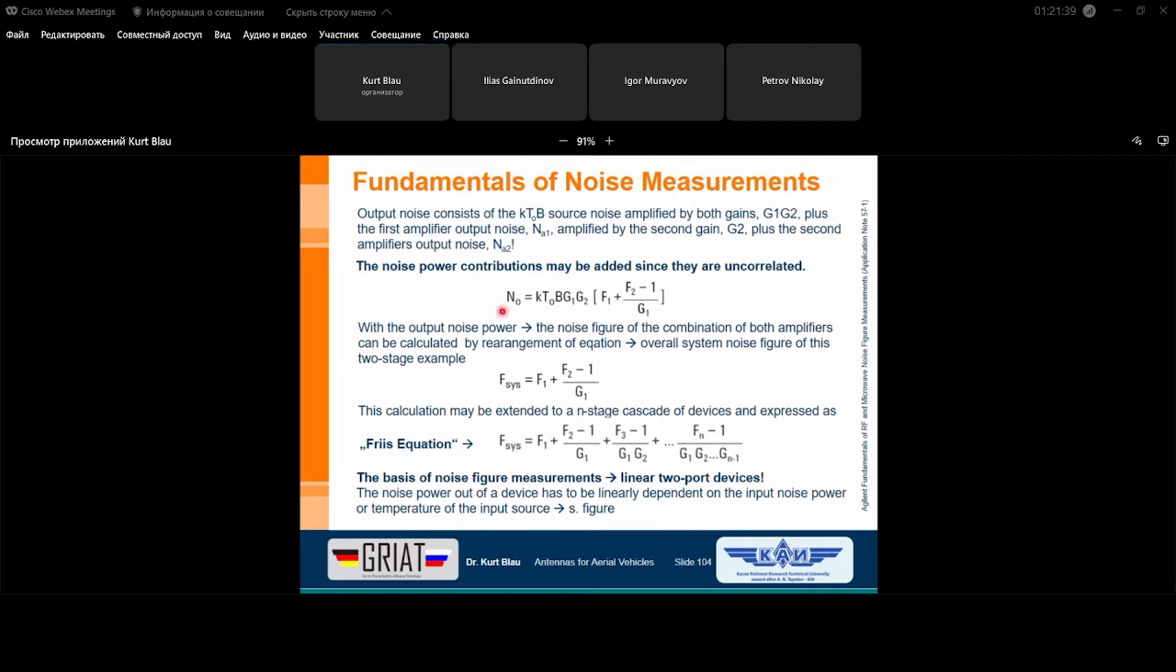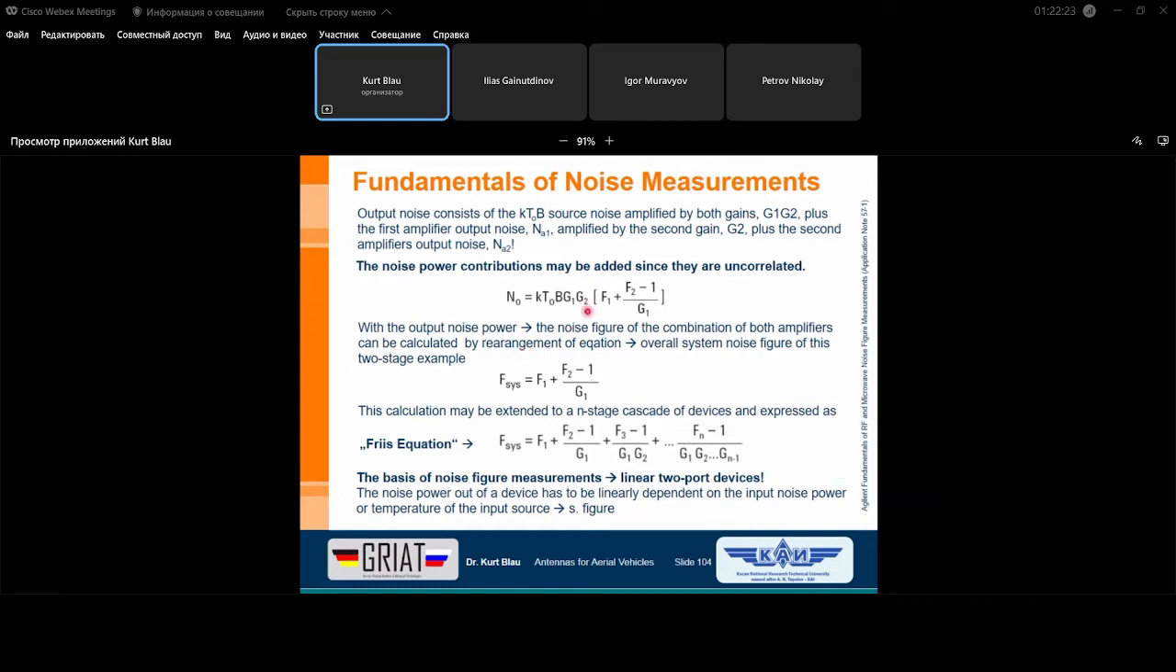And the output noise power can now again be written in this way. And here we have the noise figure of our first amplifier or first device under test. And here we have the noise figure of our second stage or second device under test. In our case, we had two amplifiers. The first amplifier was F1, the second amplifier was F2. And now we can see what happens if we take a closer look at the overall behavior.